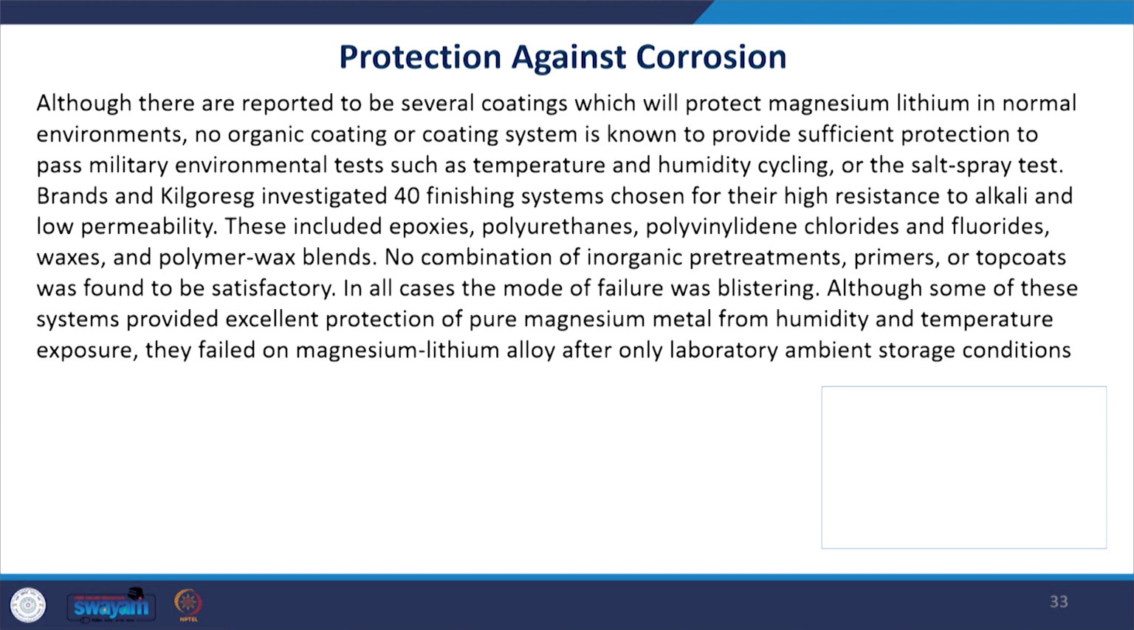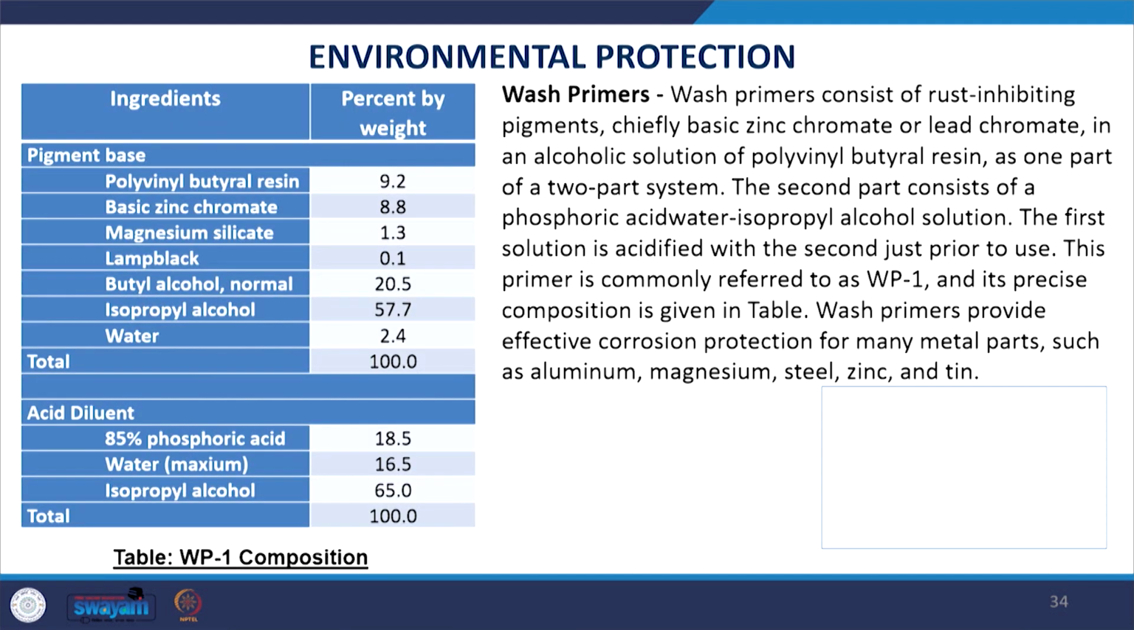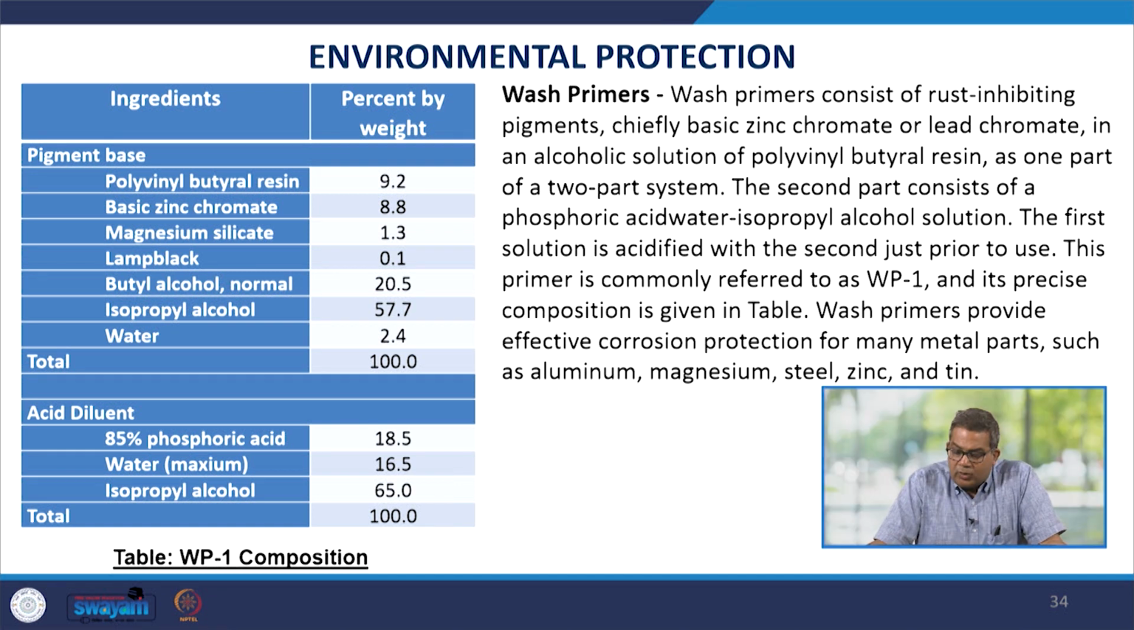Although there are reported to be several coatings which will protect magnesium-lithium in a normal environment, no organic coating or coating system is known to provide sufficient protection to pass the military environment test. Now, in this particular aspect, we have discussed the different types of wash primers. The wash primer consists of a rust-inhibiting pigment, mainly basic zinc chromate or lead chromate, in an alcoholic solution of polyvinyl butyral resin, as a one-part or two-part system. The second part consists of a phosphoric acid, water and isopropyl alcohol solution.